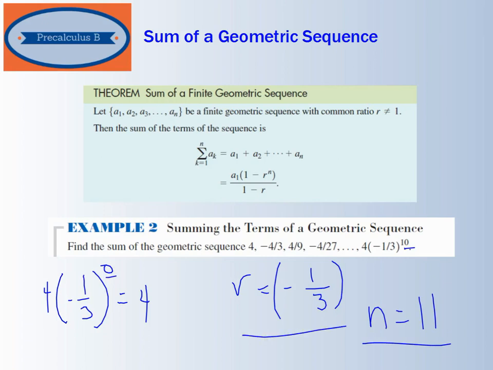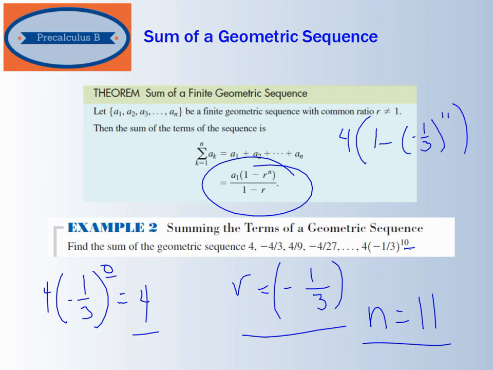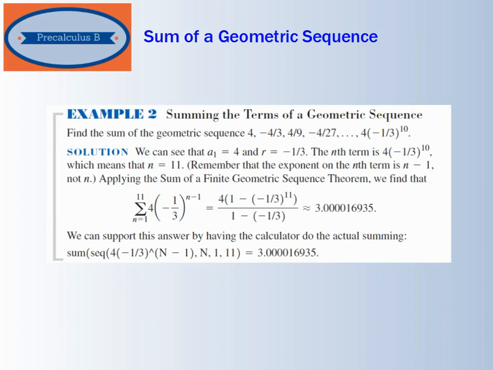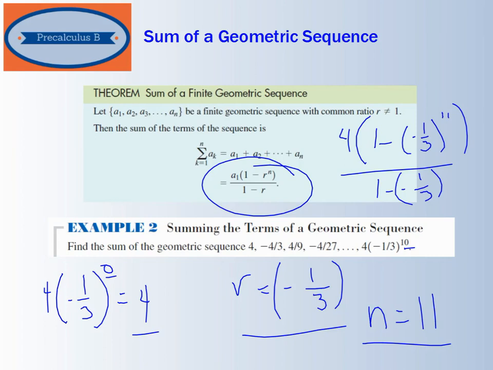My ratio is negative 1/3. Now that I have that and I know that my first term is 4, I can just plug everything into here. It's just going to be 4 times 1 minus negative 1/3, all raised to the n, where n is 11, all divided by 1 minus a negative 1/3. All right, and when we actually go ahead and do that, we end up getting 3.000016935, which is going to be the sum of that sequence.